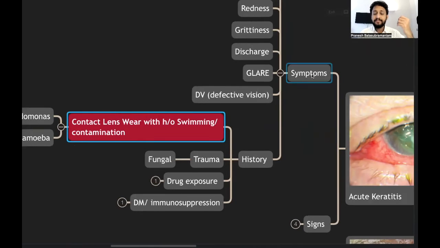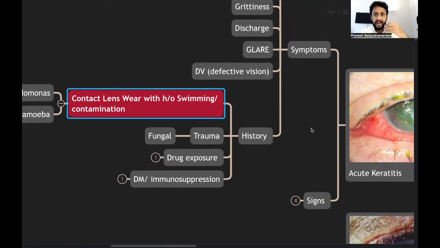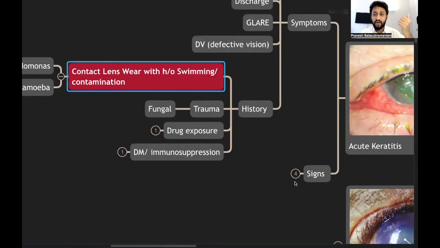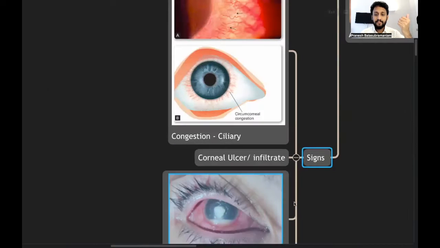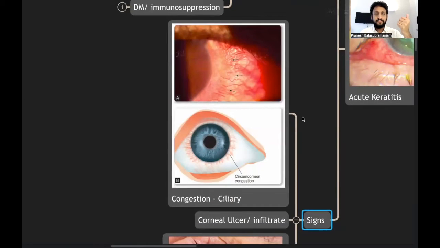Having finished the symptoms and history involved with acute keratitis, let's move on to the signs involved here. What are the signs? The patient will have a ciliary congestion. Note the ciliary congestion is different from a diffuse congestion, what you will see in an acute conjunctivitis. This is a circumcorneal or a ciliary congestion, which means the ciliary vessels are involved. Conjunctival congestion is going to be more of a diffuse congestion. The conjunctival vessels are going to be involved.